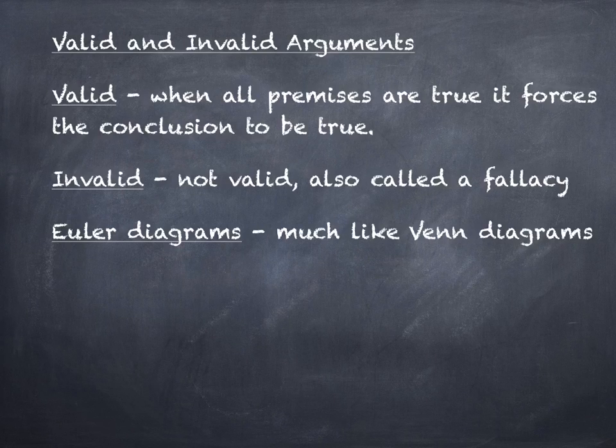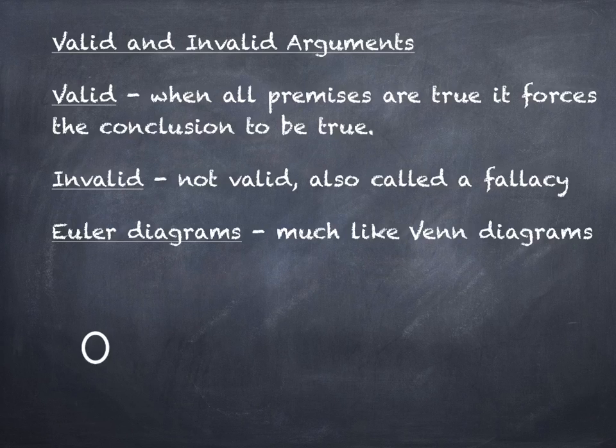We're also going to use the language fallacy. Okay, so if something is invalid, it's called a fallacy. And we'll see that later today as well. And I need to tell you what Euler diagrams are. All right, so there's 3 types of Euler diagrams, and they look a lot like Venn diagrams. Okay? So let me draw you some pictures of Euler diagrams.